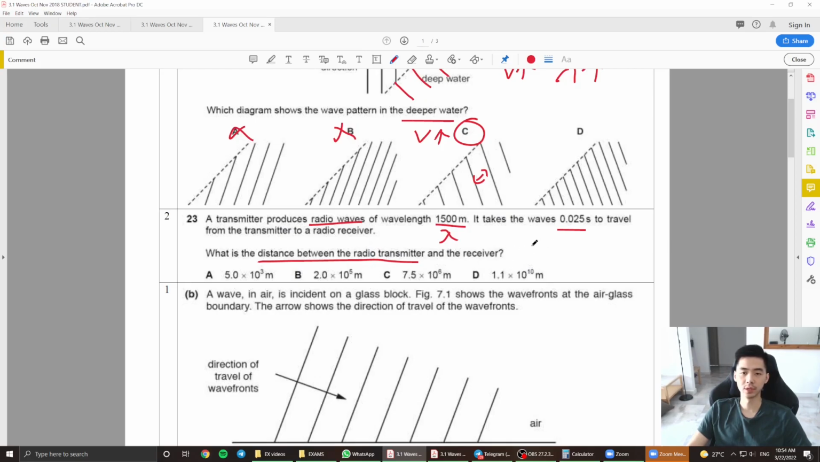Now we're looking for distance. It is essentially going to be speed equals distance over time, right? A lot of students get confused when they look at this here. This is actually useless information. You do not need to know this.